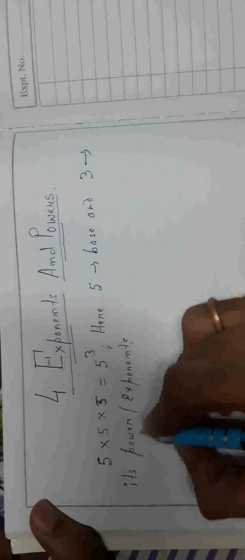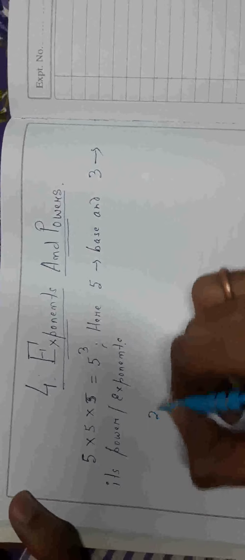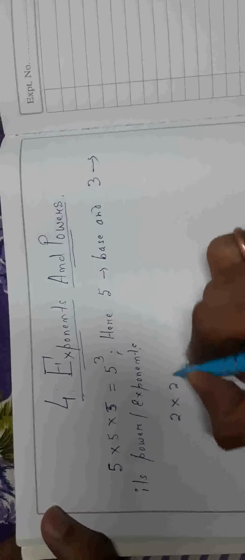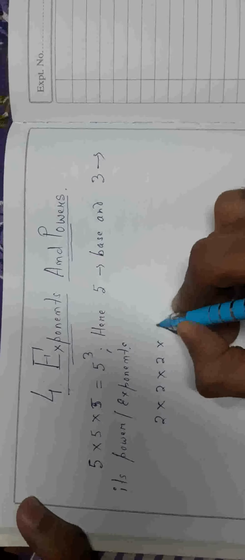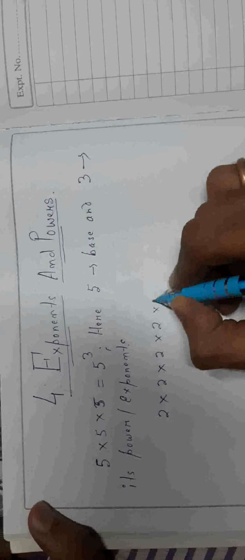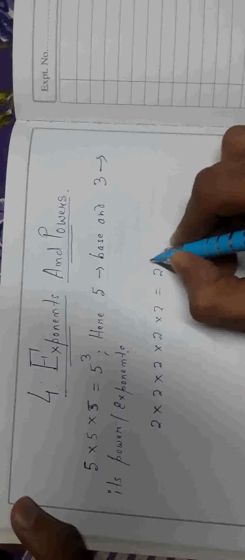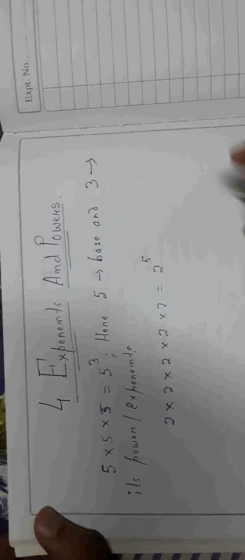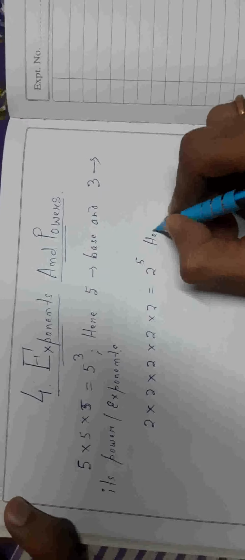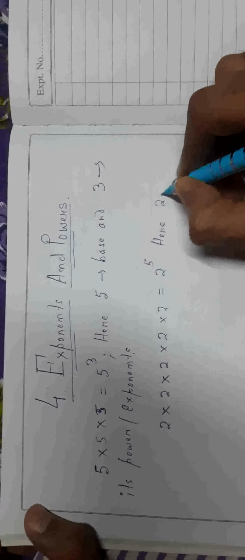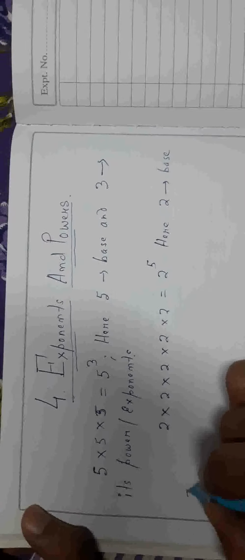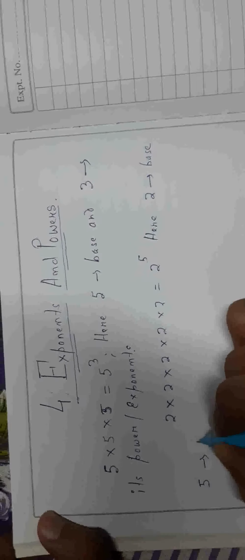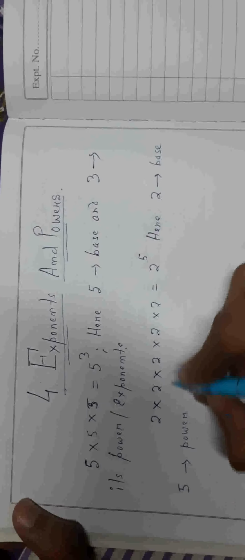A few examples would be 2 multiplied by itself 5 times would give 2 to the power of 5. Here 2 is called the base, and 5 is called its power or exponent.